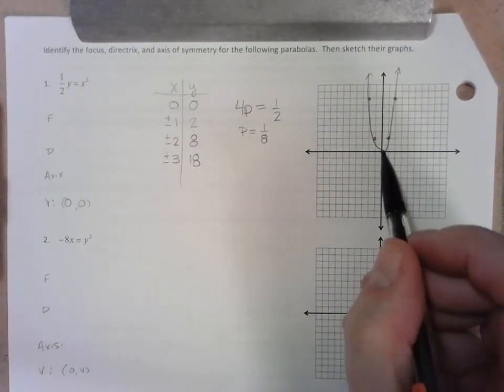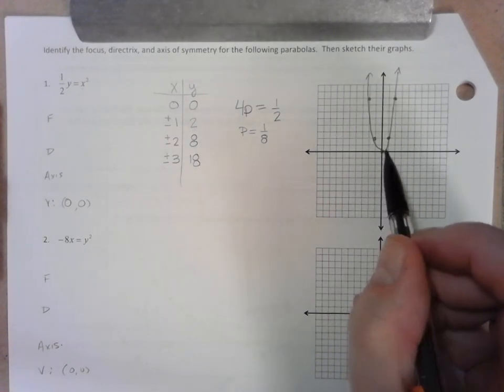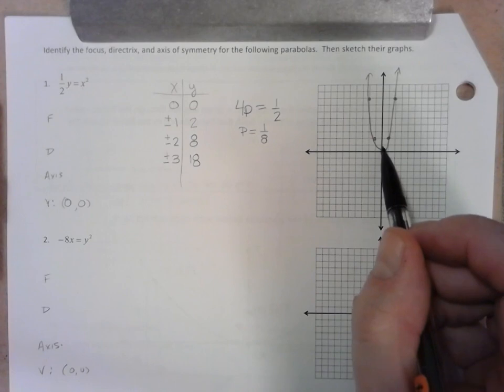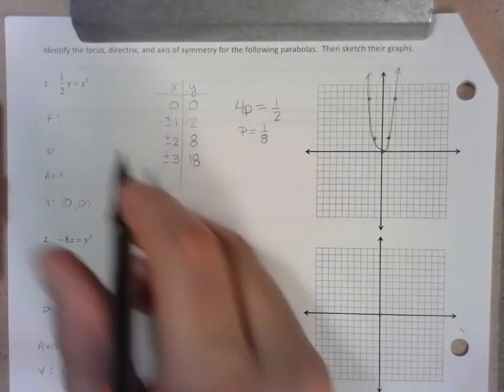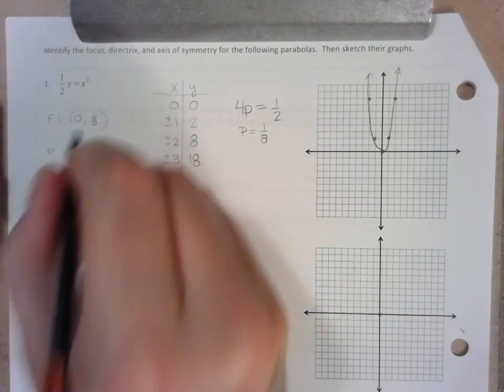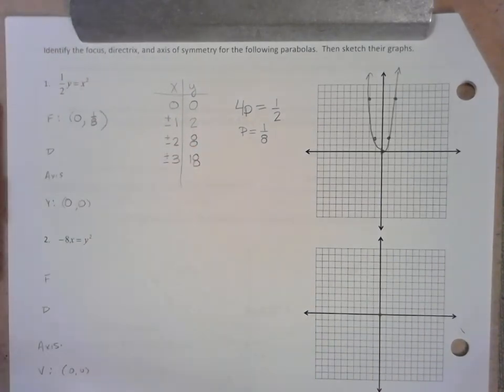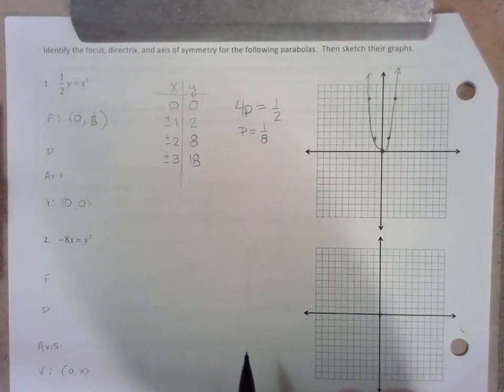Now, because our parabola is opening up, we want our focus to be above, so the focus is inside. We know that it is 1/8 above 0, 0. So we're going to add 1/8 to the y-coordinate of that vertex. There's your focus. It's very close to that vertex.